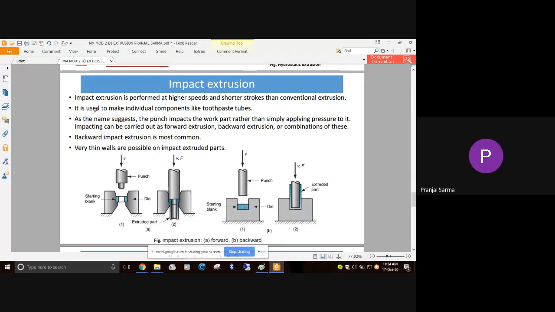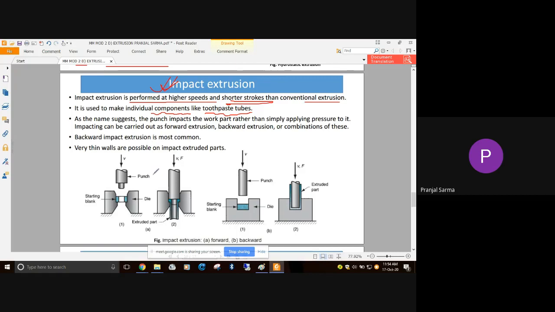It's very small only. So next is impact extrusion. As the name itself says, impact loading is what we are going to use. This impact extrusion is performed at higher speed and shorter strokes compared to conventional extrusion, for making single individual discrete components like toothpaste tubes or something else. So we can go for impact extrusion, that means in a single extrusion, single discrete parts.